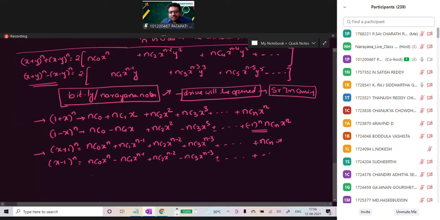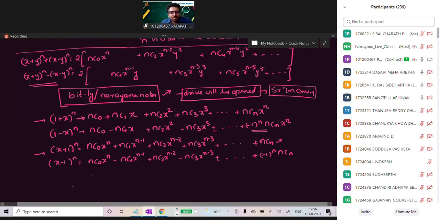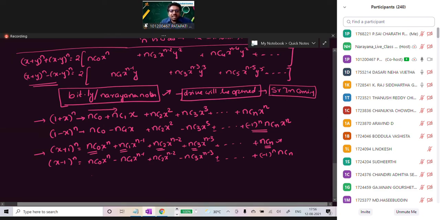Okay. So minus 1 whole power n into nCn. Is it okay? 1 plus x or x plus 1, both are the same only. Just the writing of the expansion will be different. You know that the coefficients from the starting and ending are the same, right? So effectively it will be the same. One is writing in the forward direction, the other is writing in the backward direction. Do you understand?